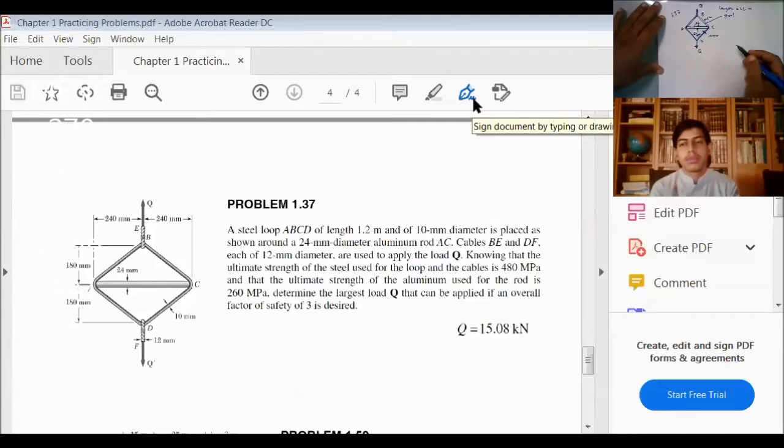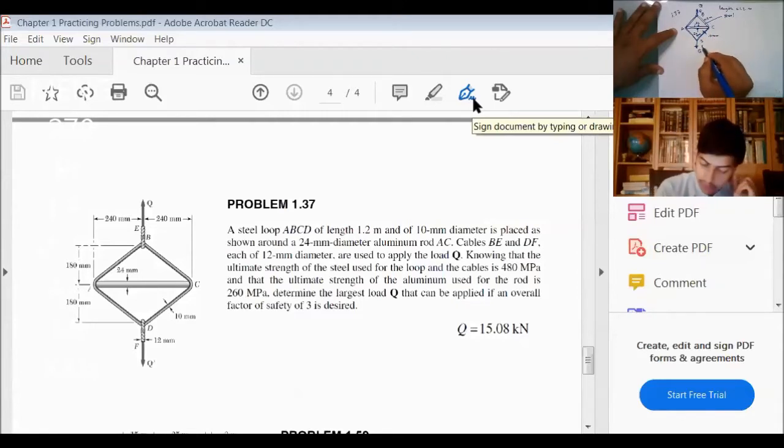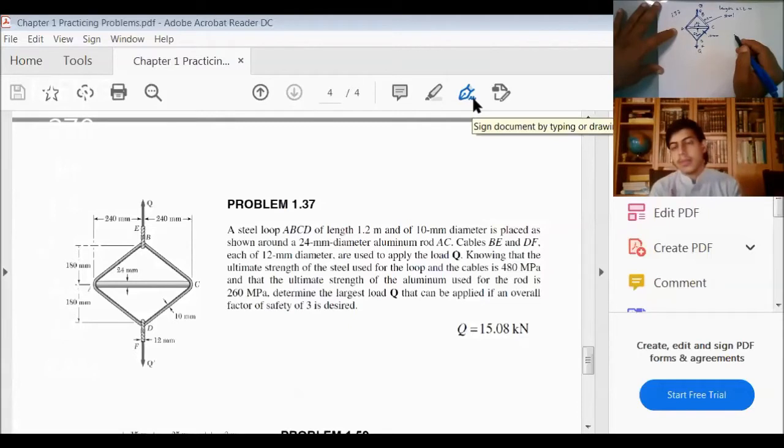Okay? So the aluminum rod is AC, the other one is like a cable. Cables BE, so at point B to E we have a cable, small one. And cable DF, this is D, this is F. Each of 12 millimeter diameter are used to apply a load Q. This is the load that we are applying, Q, up and down.